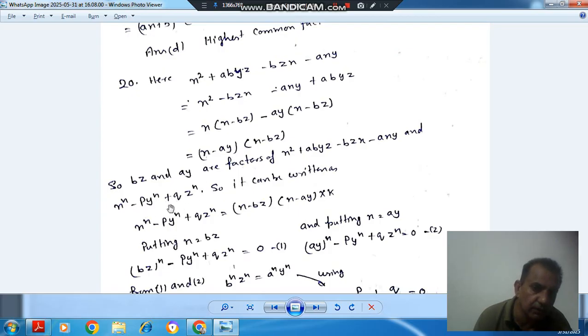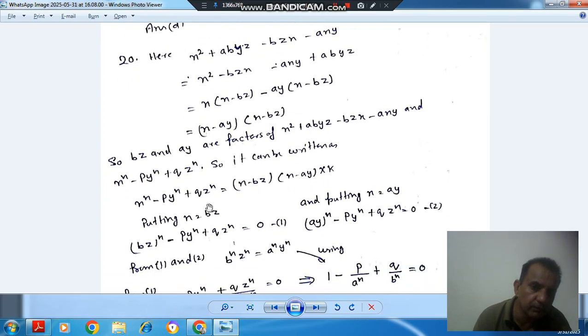So this expression can be written as (x − bz)(x − ay) multiplied by k, where k is the term left after dividing by x − bz and x − ay. So x^n − p y^n + q z^n = (x − bz)(x − ay) into k.